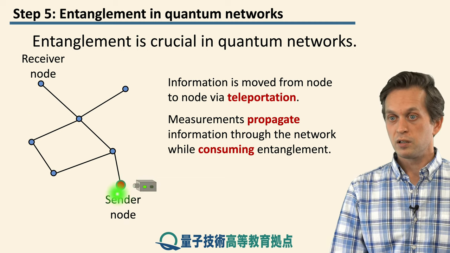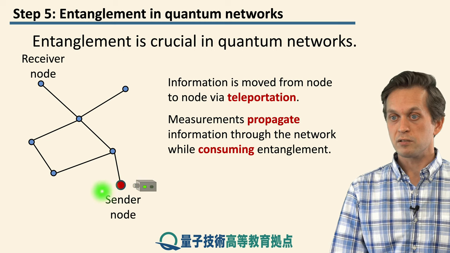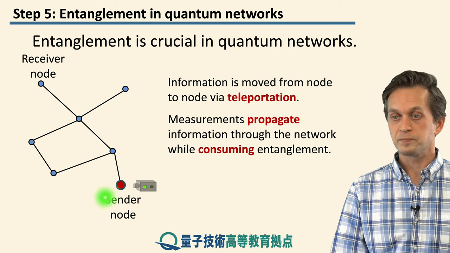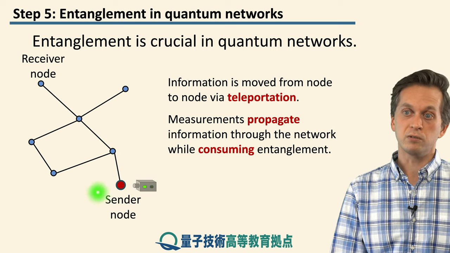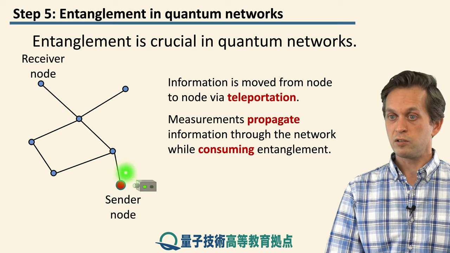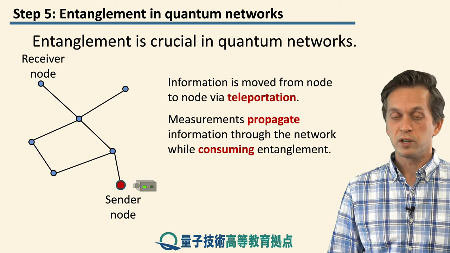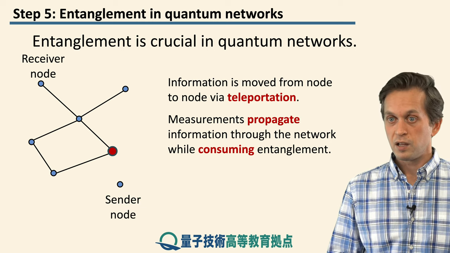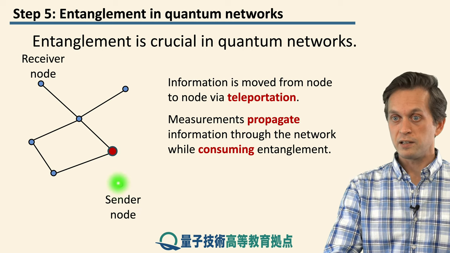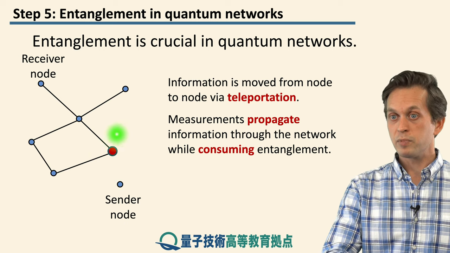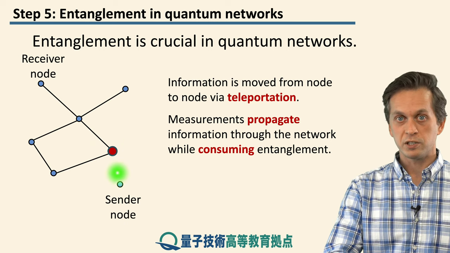So here, the sender node has this state represented by a red circle, and it is trying to communicate this state all the way to the receiver node. So what the sender node can do is perform a measurement. This will consume the entangled link to the sender's neighbor, but at the same time propagate the information to this node.